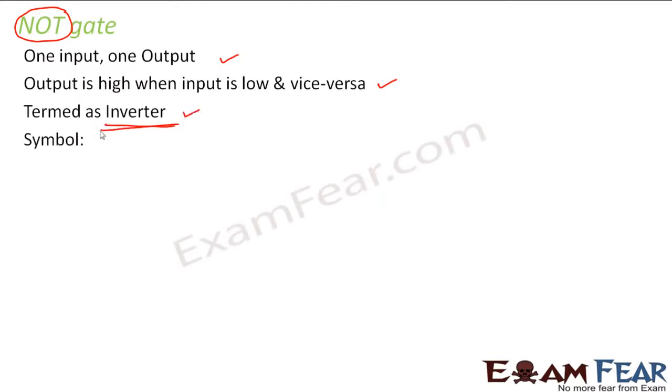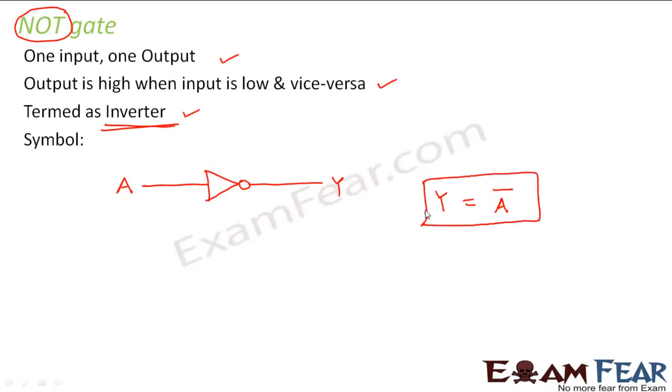So let us look at the symbol of a NOT gate. A NOT gate would look somewhat like this. This is your input and this is your output. How do we define the logical relationship between output and input? Output is the inverse of input. This is the logical relationship which governs the NOT gate.